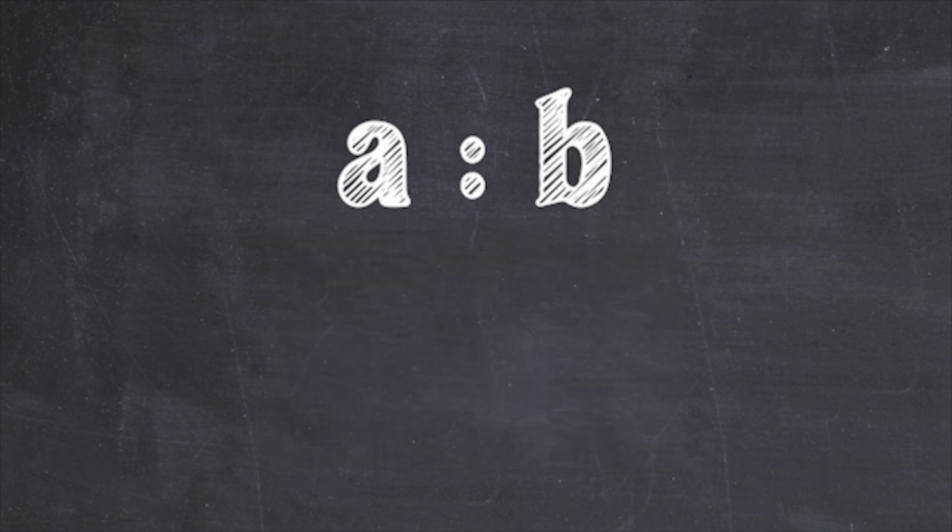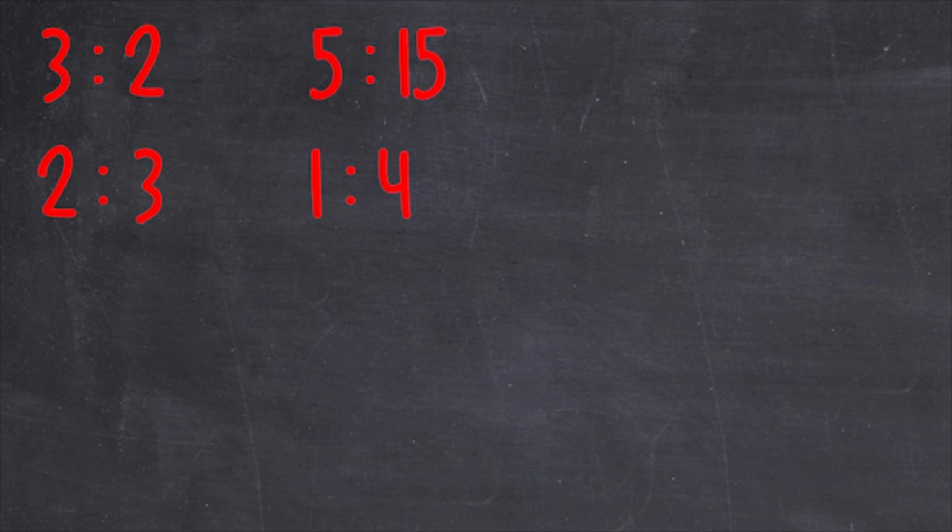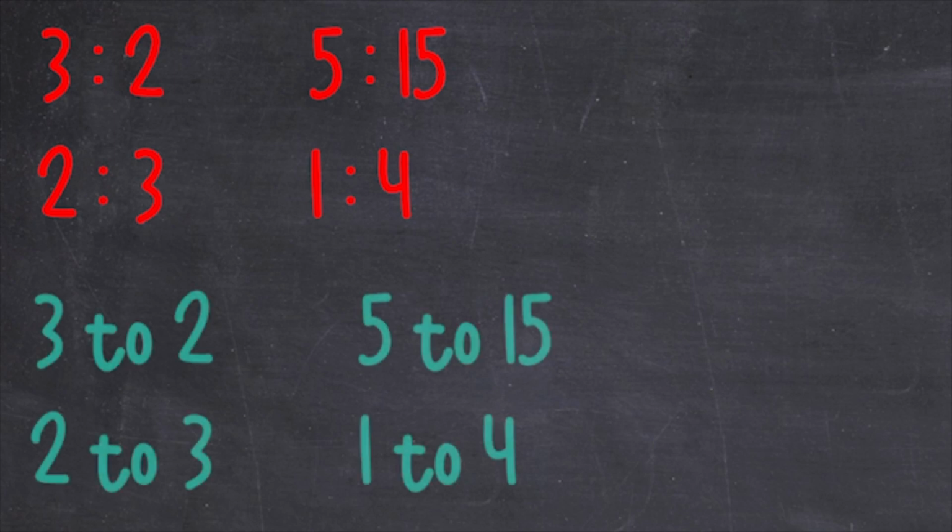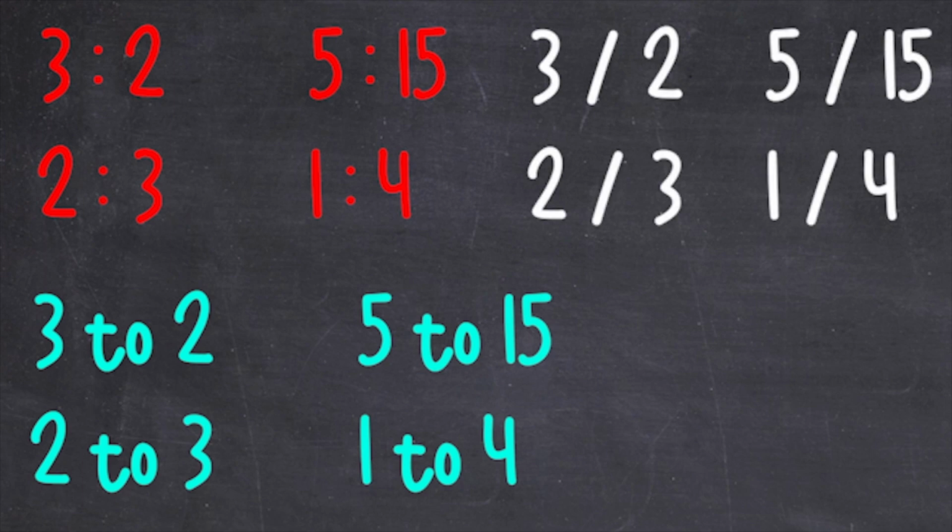Ratios can be written in 3 different ways. We can use a colon to separate the numbers. This is the most common representation of a ratio and the same as the one we just looked at. We can use the word "to" instead of a colon, or we can write it in the form of a fraction. The colon and the line in a fraction are sometimes used interchangeably, so 3 to 2 can also be written as 3 over 2.